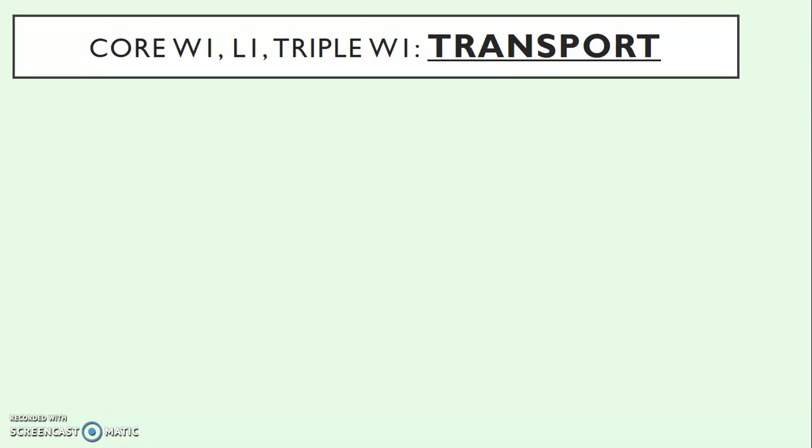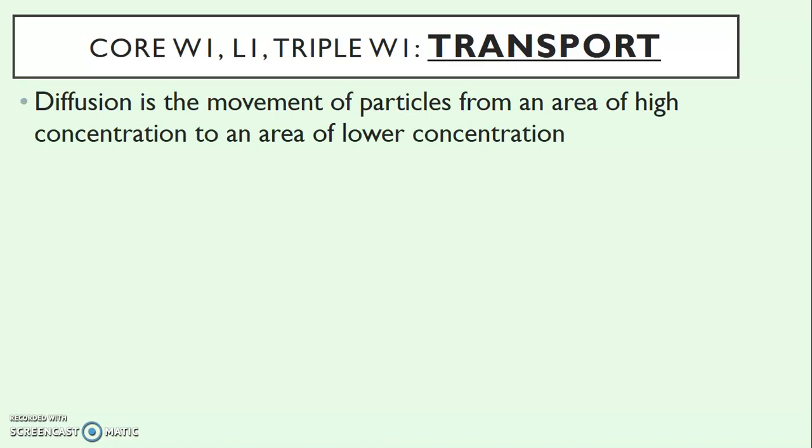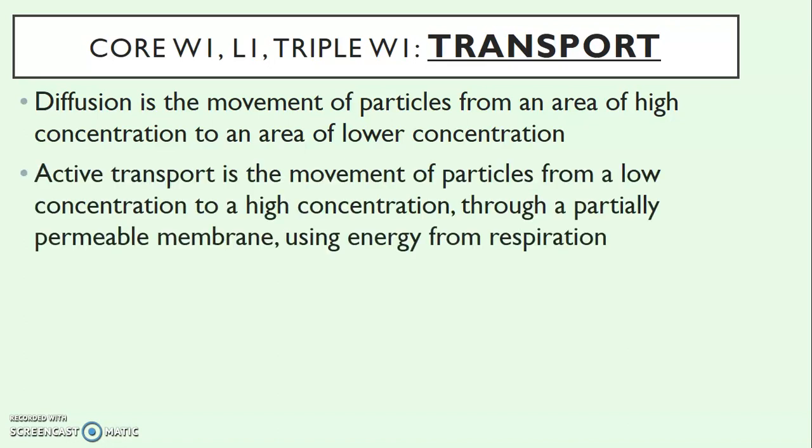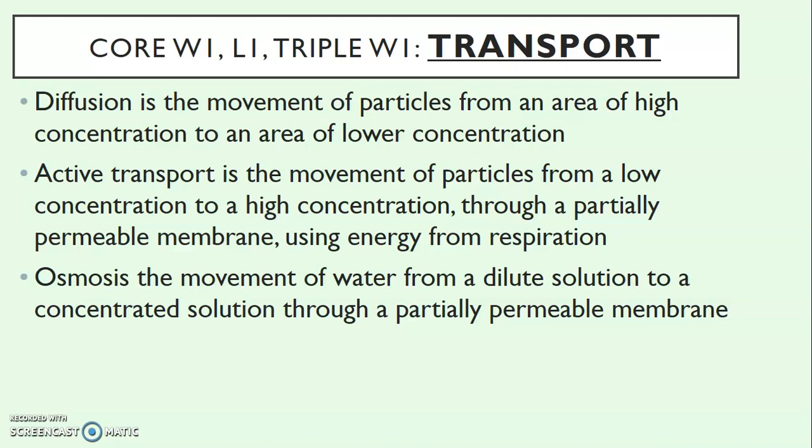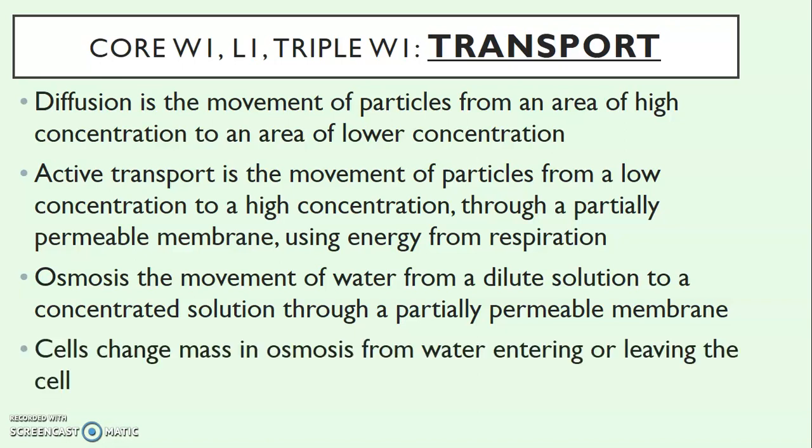So the facts that we want you to know is that diffusion is the movement of particles from an area of high concentration to an area of lower concentration. Active transport is the movement of particles from a low concentration to a high concentration through a partially permeable membrane that uses energy from respiration. Osmosis is the movement of water from a dilute to a concentrated solution through a partially permeable membrane. And then finally, cells change mass in osmosis from water entering or leaving the cell.